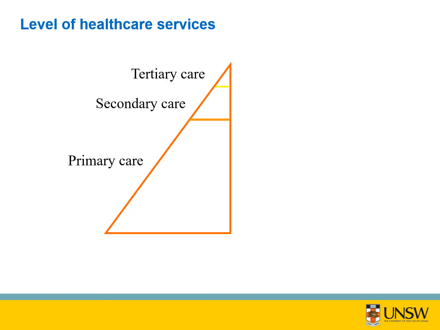There are 3 levels of healthcare services in Australia: primary care, secondary care, and tertiary care. As you can see, the size of the box depends on the number of patients being served. Primary care receives the major portion of the patients, followed by secondary care and tertiary care.